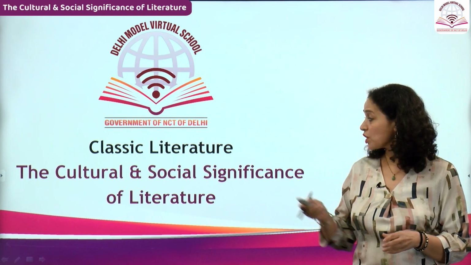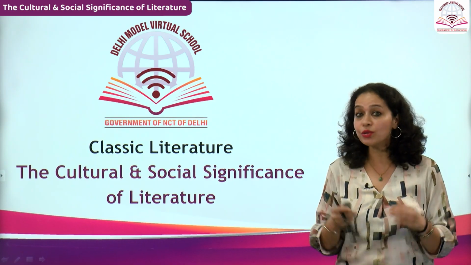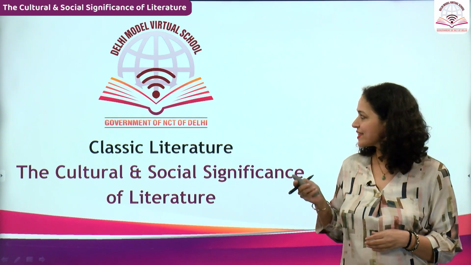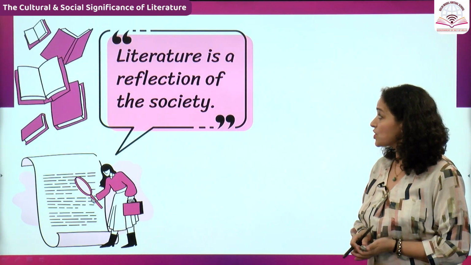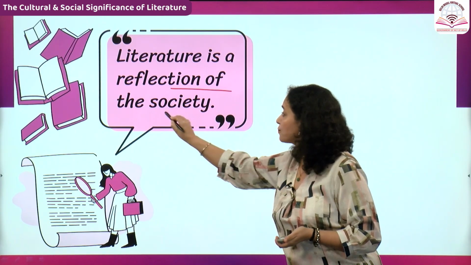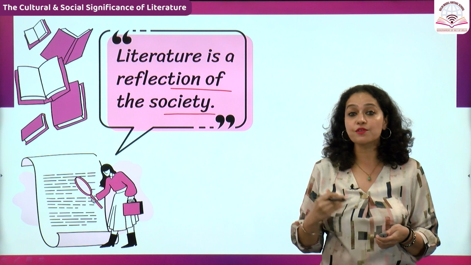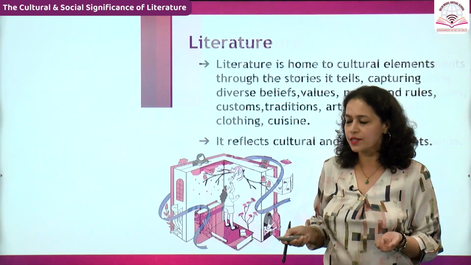Today we are going to talk about the cultural and social significance of literature and how these elements are actually reflected through literature. So let's get started. All of you must have come across this statement that literature is a reflection of the society. So whatever is happening in the society, it is reflected through literature. How? So let's explore that as well.